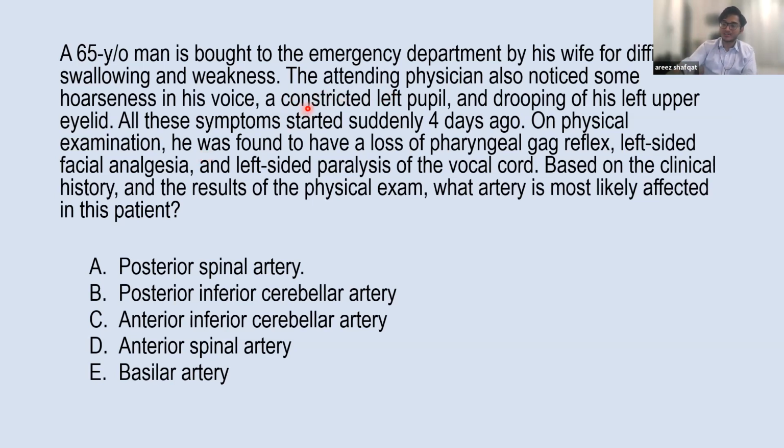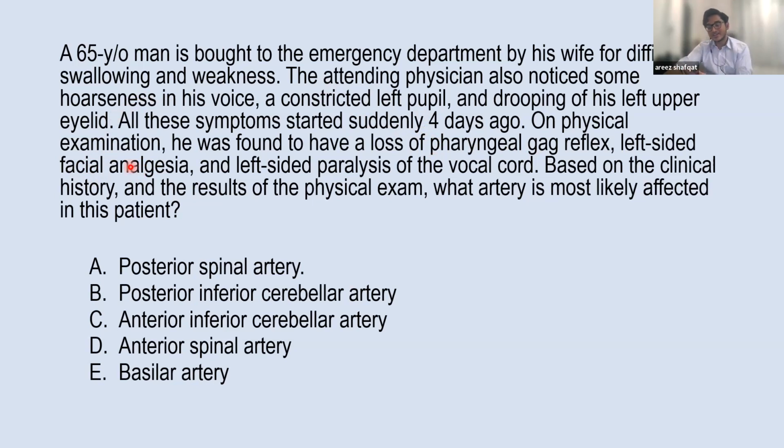Again, if you follow those 4 steps, first figure out whether this is a spinal cord lesion or a brainstem lesion. This guy obviously has head and neck symptoms. Here, constricted pupil, loss of gag reflex. So this is a brainstem lesion. Then you have to figure out medial or lateral. This guy has no motor neuron finding. This guy has left-sided facial analgesia. So this guy has loss of sensation from the face, which means it's a lateral lesion.